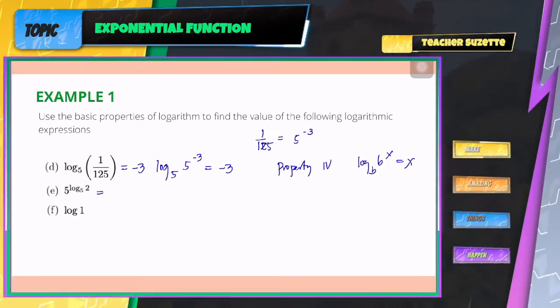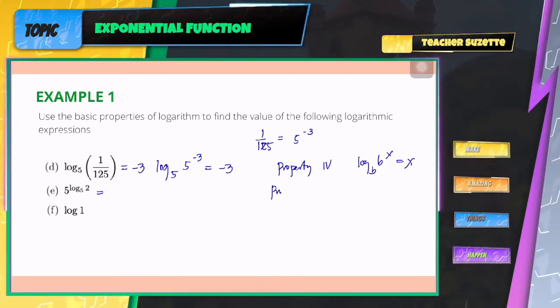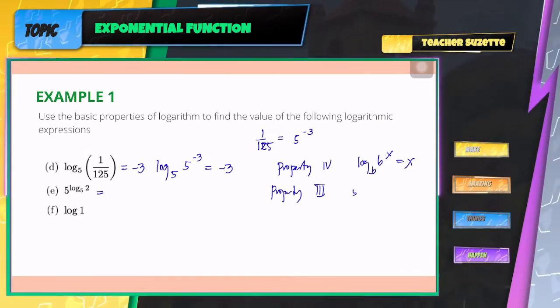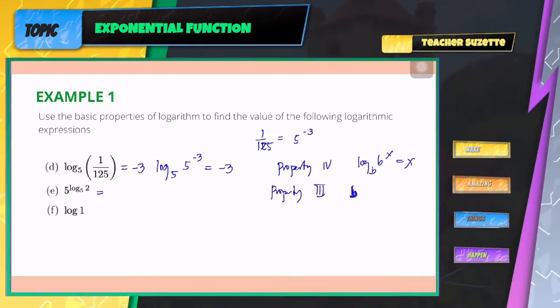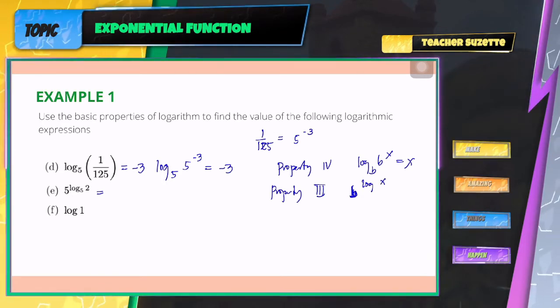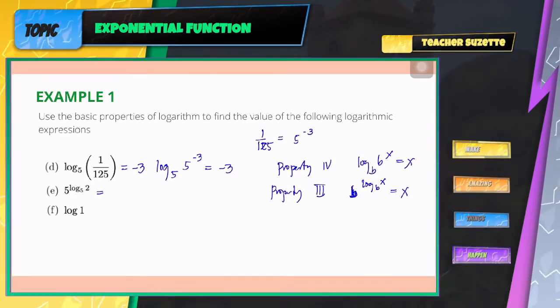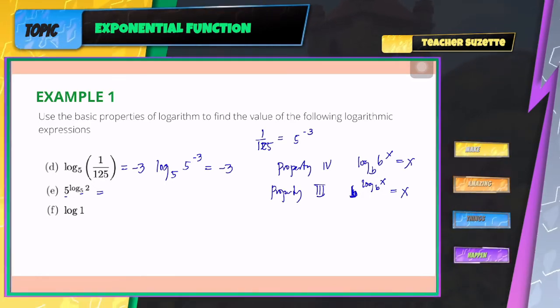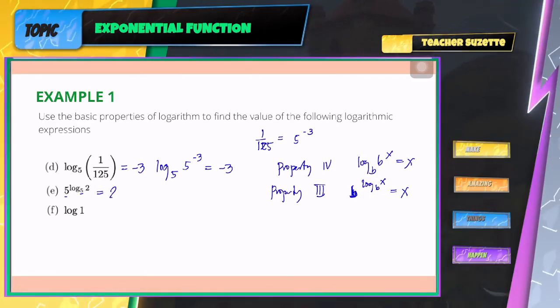Next one, we have 5 raised to the logarithm of 5 raised to 2. Obviously, using our property number 3, which says that if you have a base b raised to the logarithm of x with base b, it is equal to x. Take note that the base of the exponent and the base of our logarithm should be the same. For this instance, we have 5 for both. So, therefore, the answer here will be equal to 2.